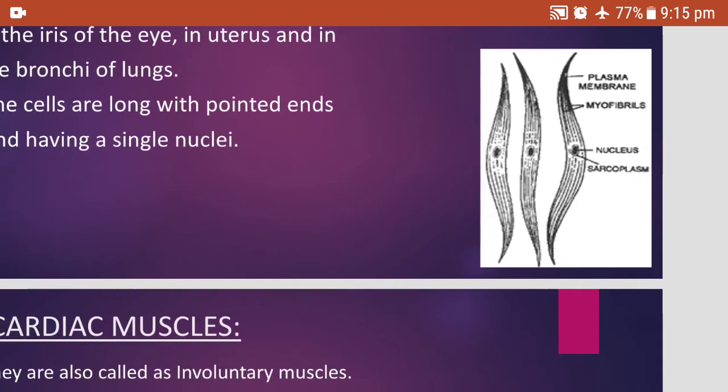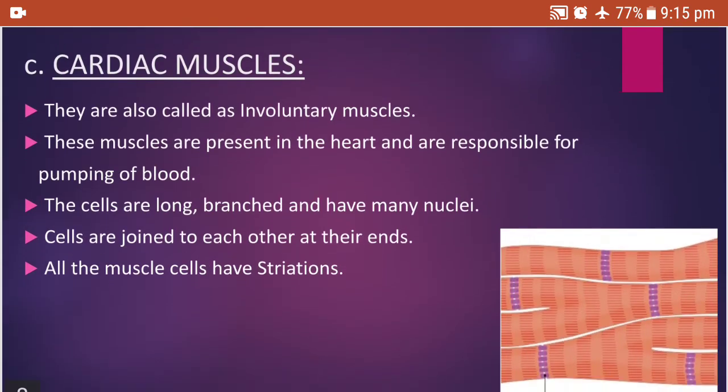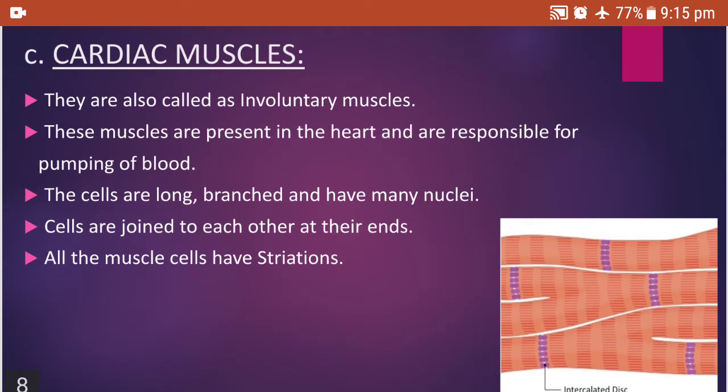Okay, children, the third type of muscle tissue is the cardiac muscle. They are also called involuntary muscles. These muscles are present in the heart and are responsible for the pumping of blood. The cells are long, branched and have many nuclei. Cells are joined to each other at the ends. All the muscle cells have striations.